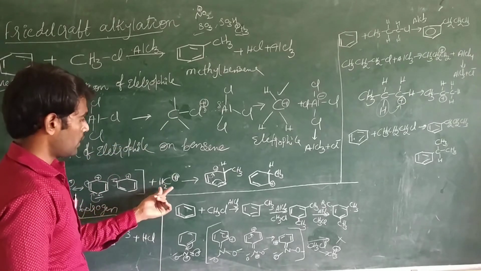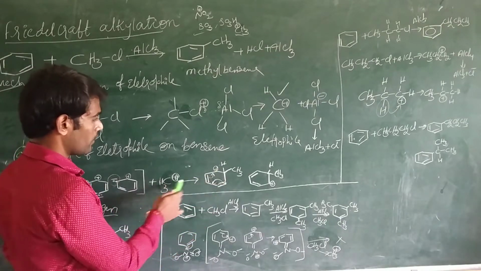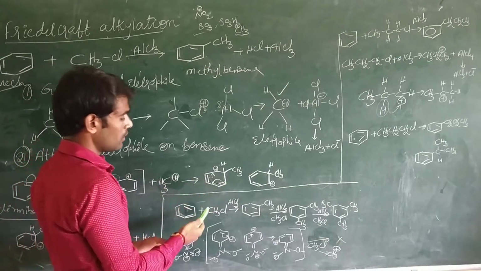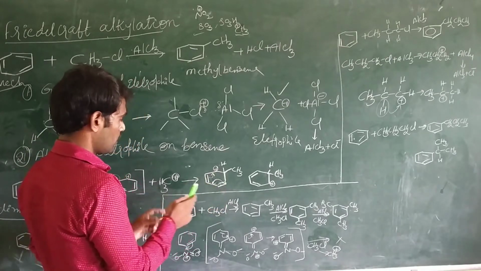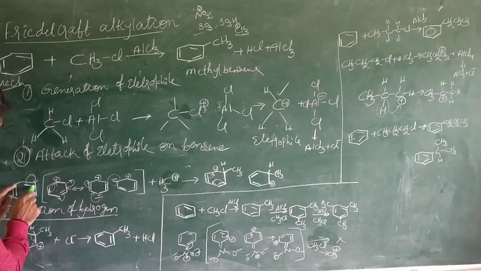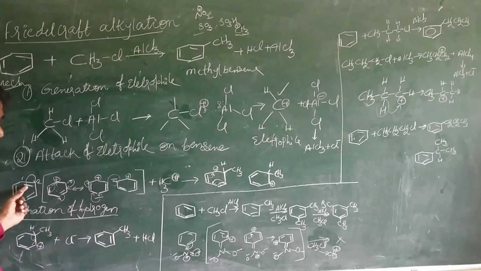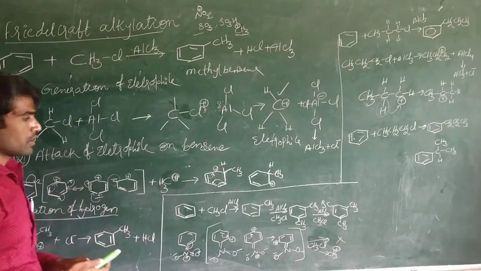CH3 plus acts as an electrophile, and the attack of the electrophile takes place. When the pi electrons between carbon 1 and 2 shift towards carbon 2, carbon 1 has only 6 electrons. So this is the positive charged carbon atom.